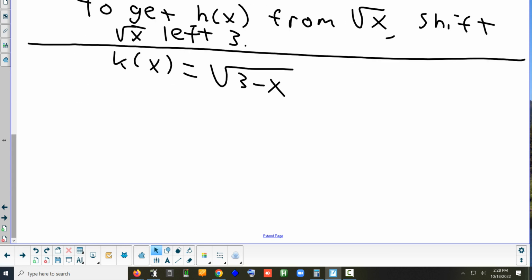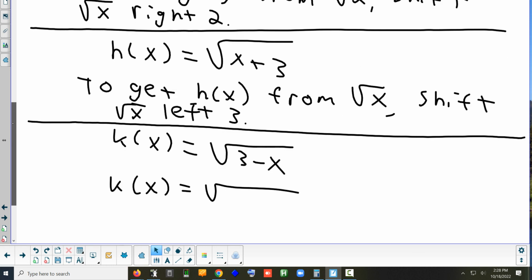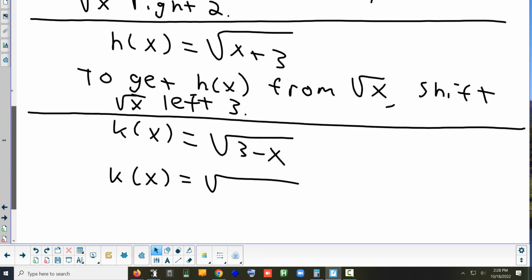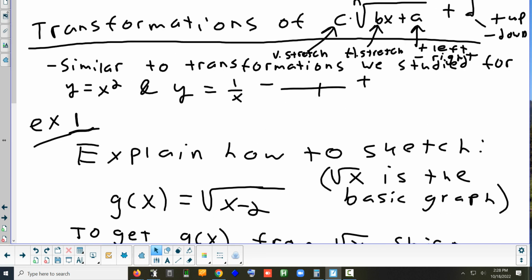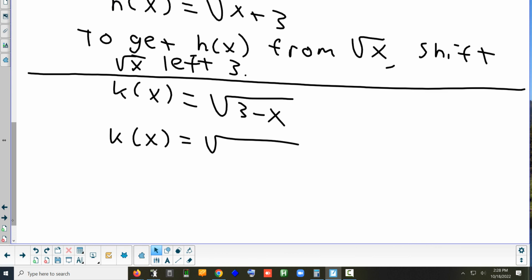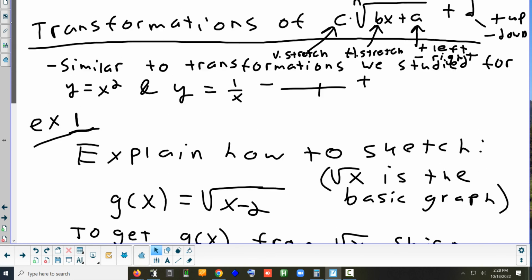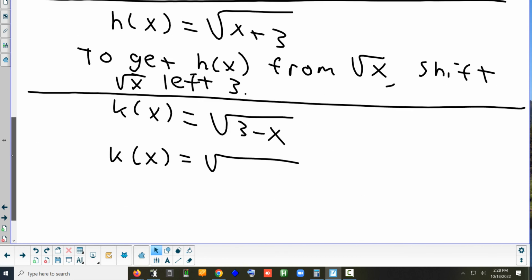Now let's look at this one. What's strange about how that one is written? If you compare that one to my example up here, what's different about how I wrote it and how this problem looks? Because the x and the number are switched. You're supposed to put the x first and the number second. So let's fix that.